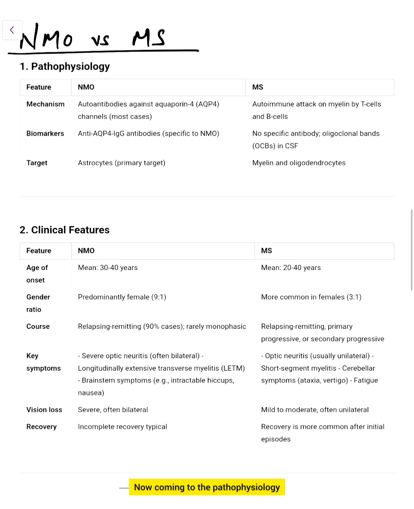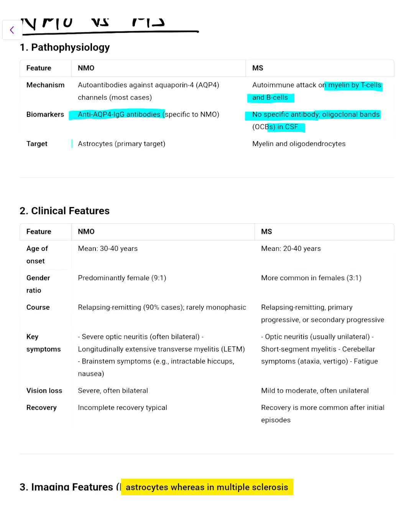So coming to the pathophysiology, NMO is because of autoantibodies against channels, that is we get anti-aquaporin IgG antibodies, right? They are specific for NMO. But in multiple sclerosis there is autoimmune attack on myelin sheath by mainly T cells and B cells, and we don't get any specific antibody in multiple sclerosis. And in CSF what we get is oligoclonal bands, which we don't get in NMO, right? And the primary target in NMO is astrocytes, whereas in multiple sclerosis it's myelin and oligodendrocytes.